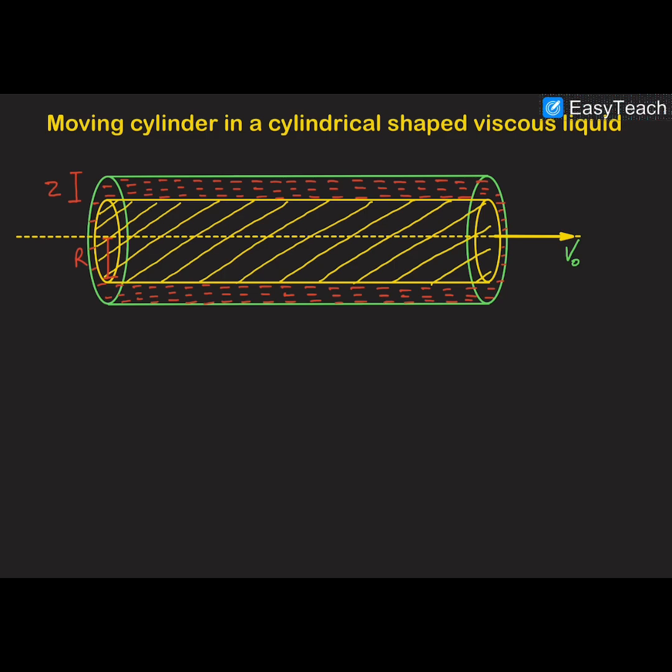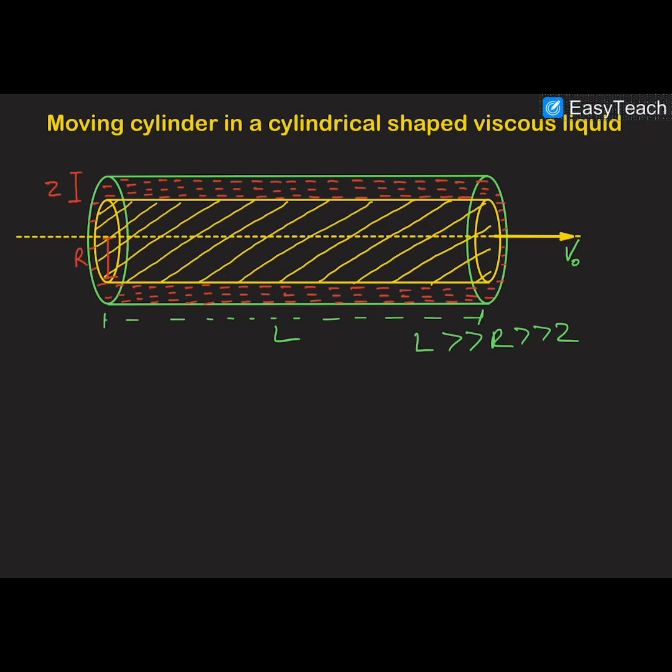So you can see that there is a long pipe whose length is L, and L is very much greater than the radius of the cylinder, and the radius is very much greater than the thickness of the oil. So the thickness of the liquid, viscous liquid or oil, is very low, and hence we can say that the velocity gradient will be constant.